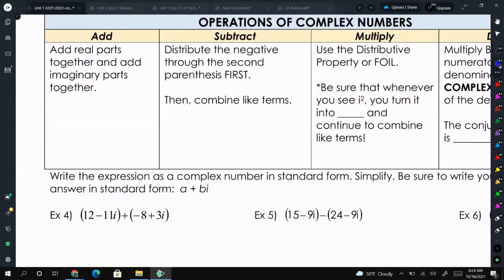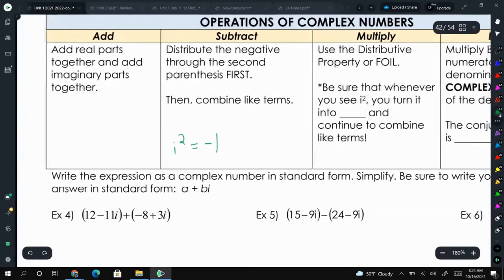When we combine like terms or operate with complex numbers, you have to treat i like a variable. You can think of i as x. And that means most of the same rules apply. The only thing that is going to be a little bit different is that whenever we have i squared, we're going to replace that with negative 1. That's going to be the only change.